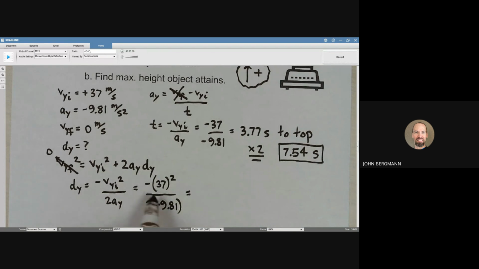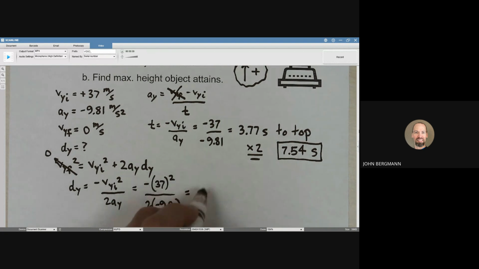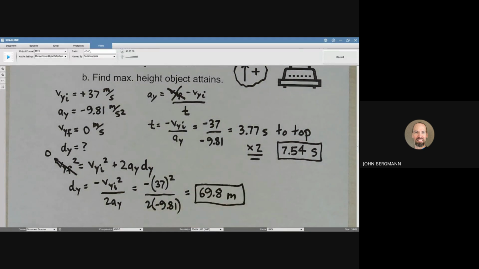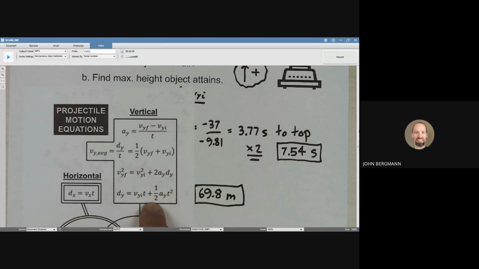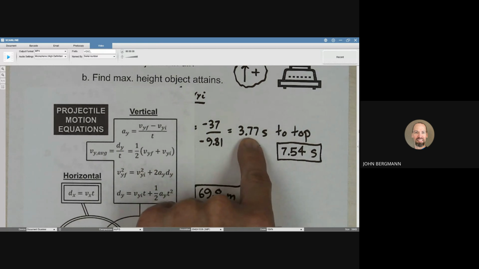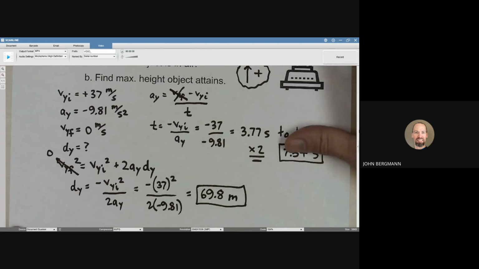This numerator is 37 squared, change the sign. So that numerator is a negative number. It's not negative 37 squared, which would be a positive number. It is a negative number. It cancels out this negative that's in the denominator, and that's going to give us, according to my calculations, a height of 69.8 meters. If you had used the second equation or the fourth equation with the time of 3.77 seconds, because that's how long it takes to get to the top, you would get the same answer. There's more than one way to get there.